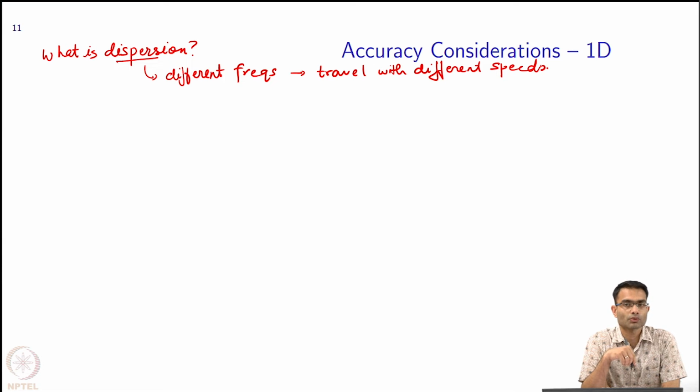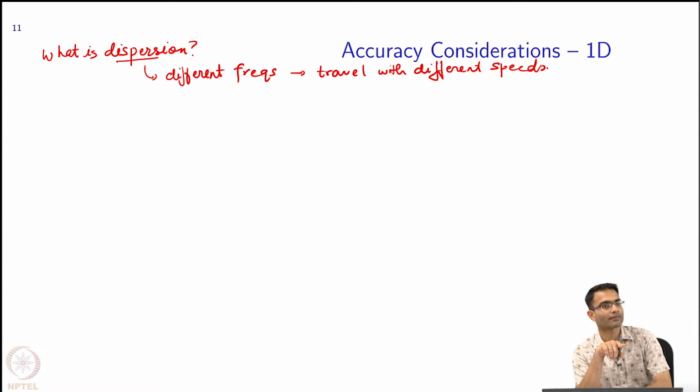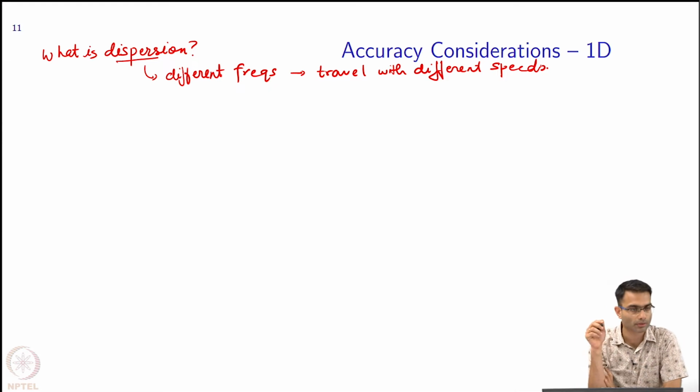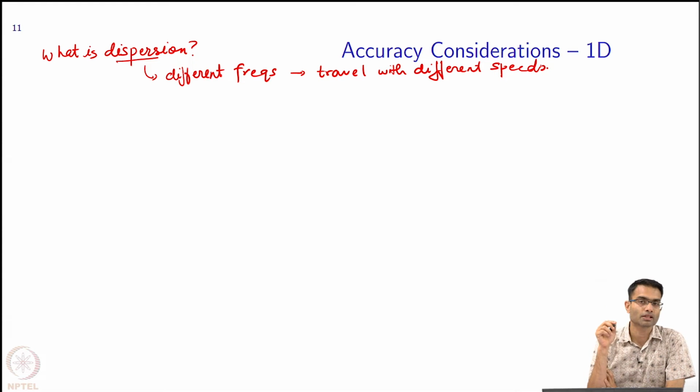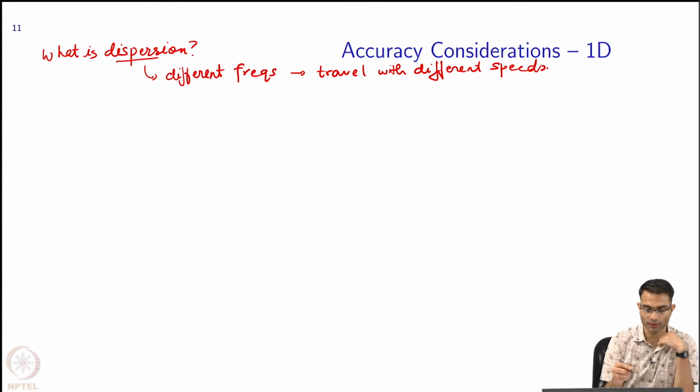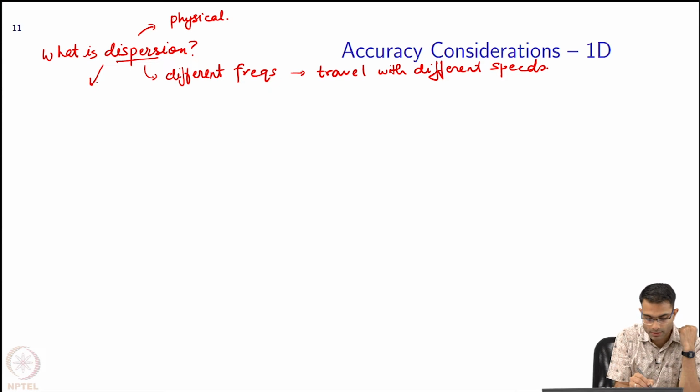So, this everyone knows is a physical phenomenon, right? This is the reason why, for example, you have a rainbow, because the light is traveling at different speeds and the water bubble, it disperses. Okay. Can there be dispersion numerically? It could happen, right? So, one is physical dispersion. The other is numerical.